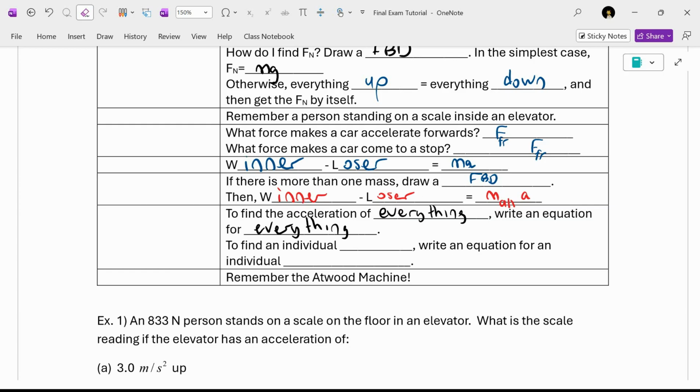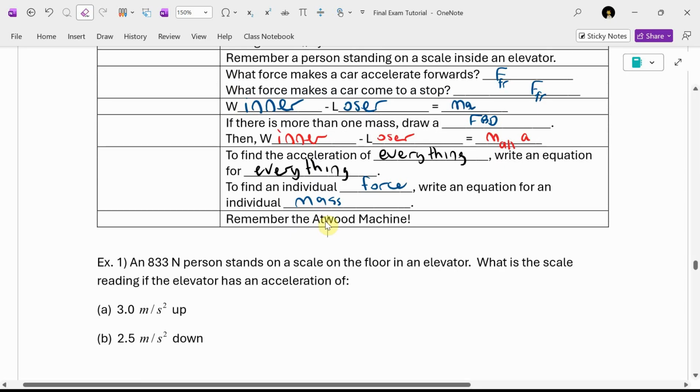I said we can't find tension from our equation for everything because the T's cancel. So then I said to find an individual force, we wrote an equation for an individual mass. Which mass, Haley? The one that made your life the easiest, because you'd get the same tension either side of the rope. So pick the least cluttered one. And that's why we stopped always saying down was negative and up was positive. We started letting the winner be whatever makes the math easier.